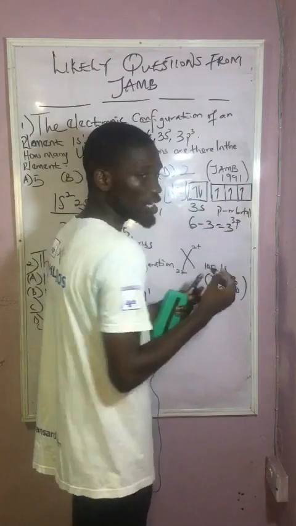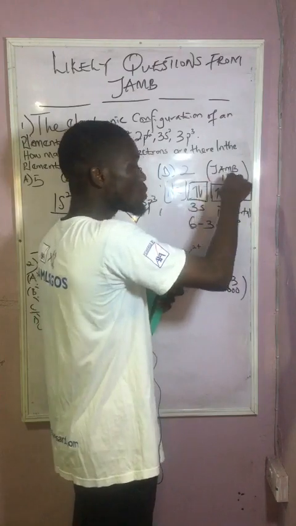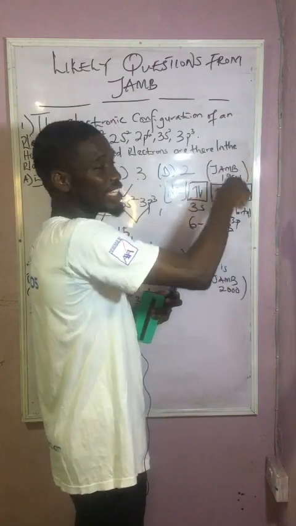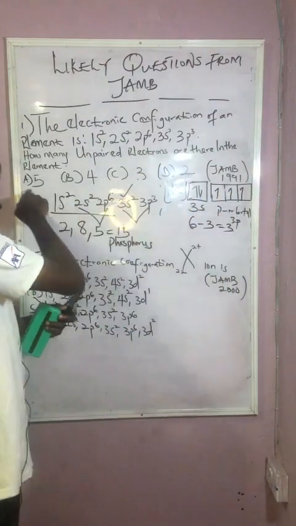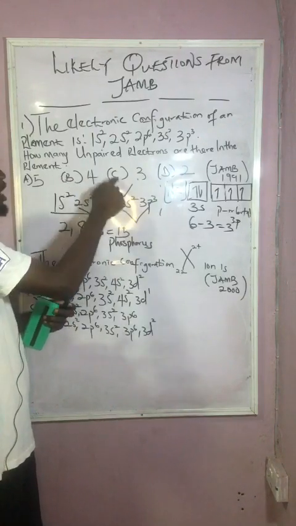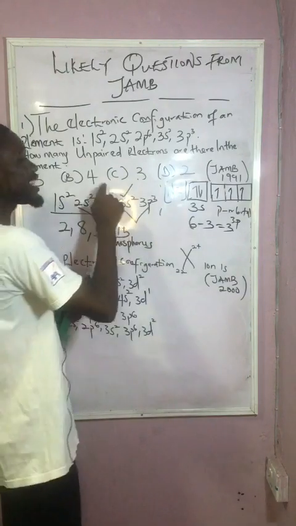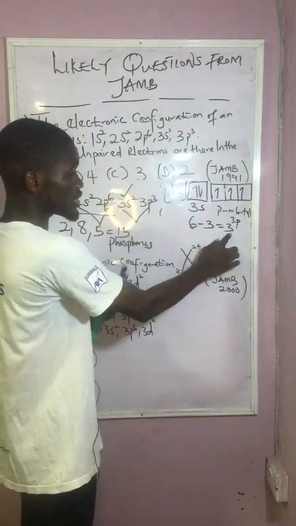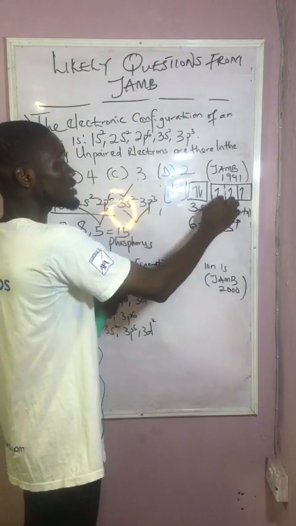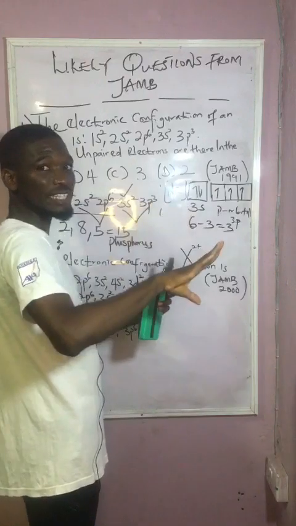We are having what here? 3. Meaning that we have to singly fill another 3 here to make it 6 electrons there. So go back to this place now. Our options here, we have 5, here we have 4, here we have 3, and here we have 2. So it tells us that 3 is the answer, because you can see we needed just 3 more electrons here to make this p orbital attain its stability.